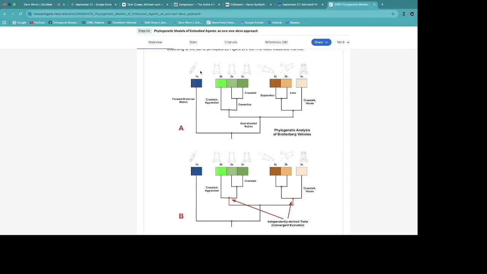For vehicle 1, it's very simple. It's 1A, which is a single wheel on a single axis, kind of a unicycle with a sensor at the front. Of course, it produces forward Brownian motion, and this is the simplest vehicle you can have. Then there's class 2, which elaborates on different connections between sensor and effector, both ipsilateral and contralateral.